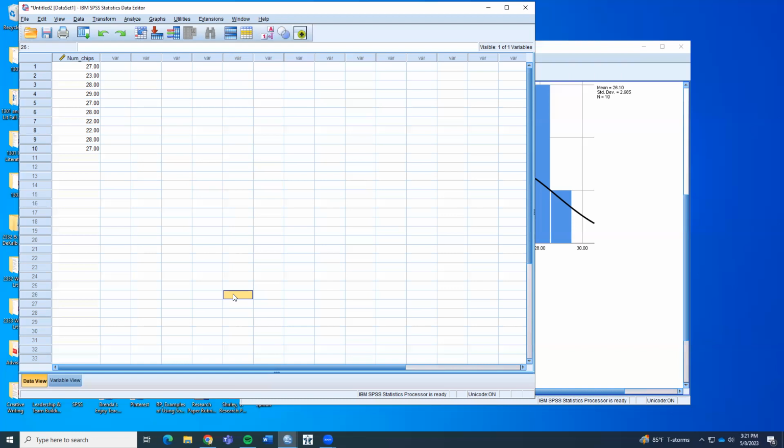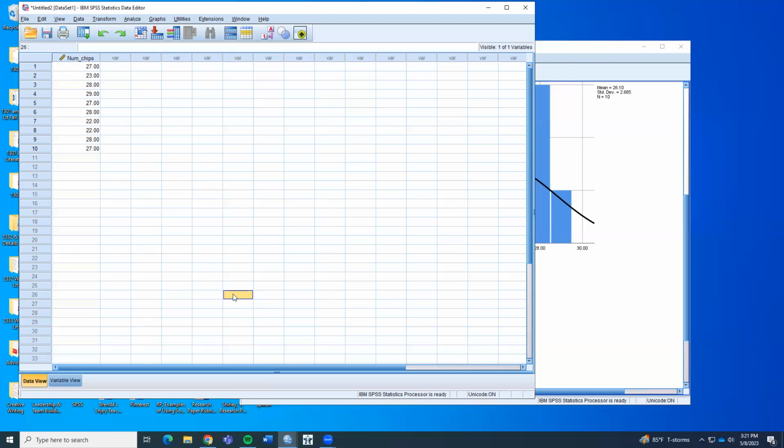And so the decision rule is: if t is less than or equal to negative 2.262 or greater than or equal to positive 2.262, we will reject the null. But if t falls between negative 2.262 and positive 2.262, we will fail to reject the null.